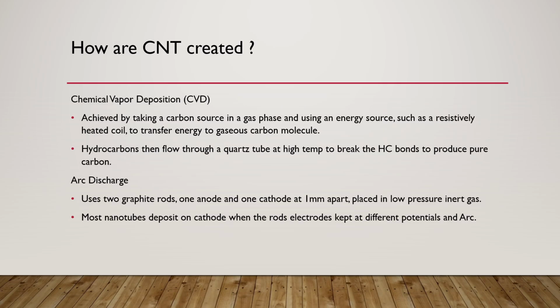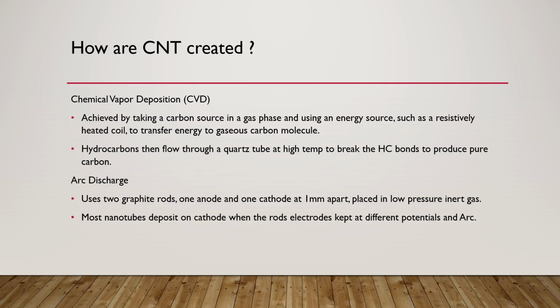So how is the CNT created? There are two methods. The first one is the chemical vapor deposition (CVD). CVD is achieved by taking a carbon source in the gas phase and using an energy source, such as a resistive heating coil, to transfer energy to the gaseous carbon molecules. The hydrocarbon then flows into the tube at a high temperature to break the H-C bond to produce pure carbon. The next is the arc discharge.